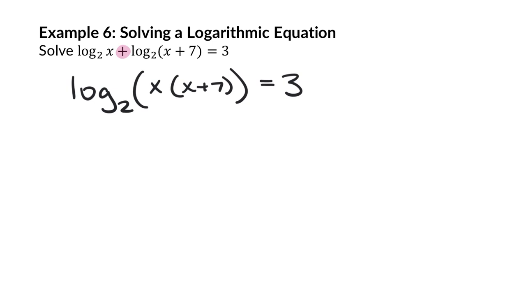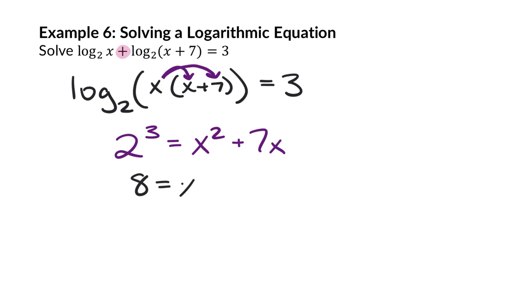Once the logarithm is isolated, which it is, there's only one logarithm on that side, we're going to loop. What's the base? 2. What's the new power? 3. And that's going to be equal to x times x plus 7. I can't help myself. Let's just go ahead and distribute this. This is x squared plus 7x. What is 2 cubed? Don't say 6. 8. So we have 8 equal to x squared plus 7x.